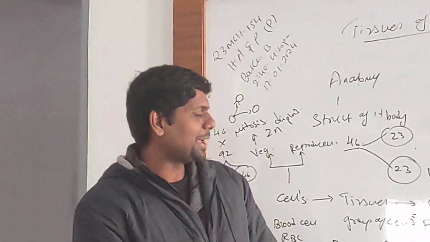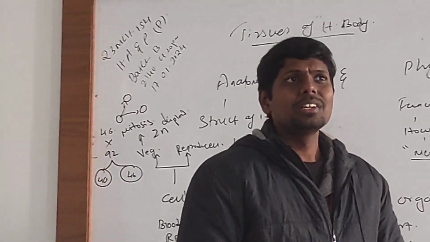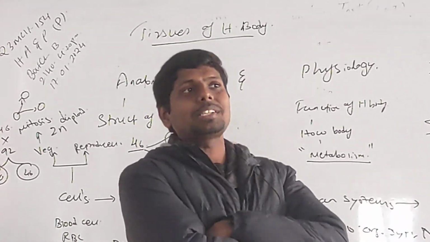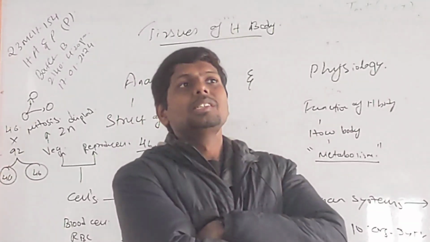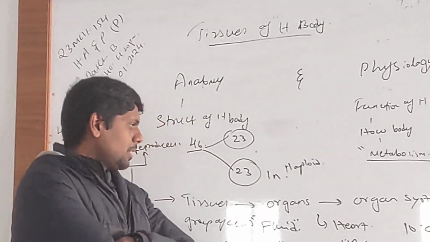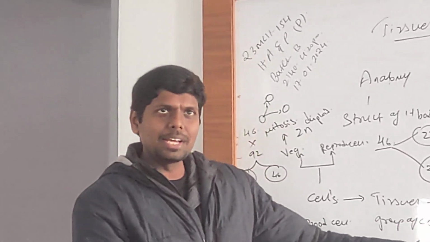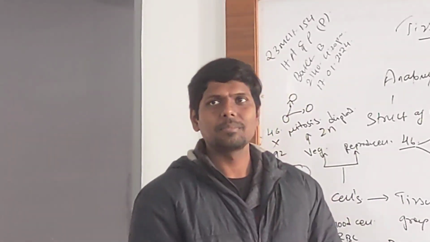Then, blood vessels are part of what system? Circulatory system. Okay, good. You got some idea, right? What are systems? A group of organs will make a system.